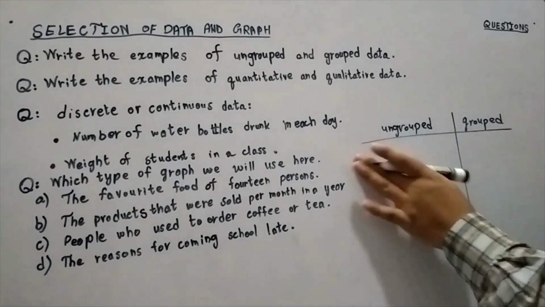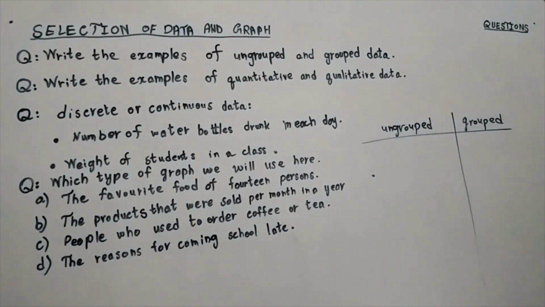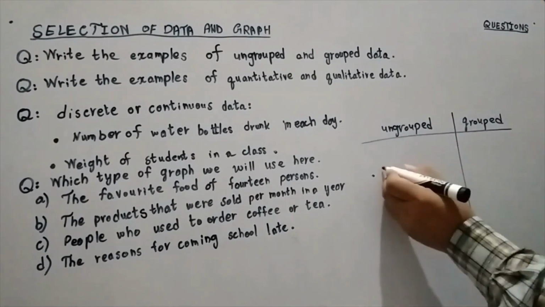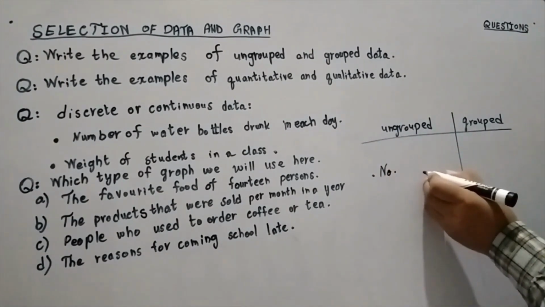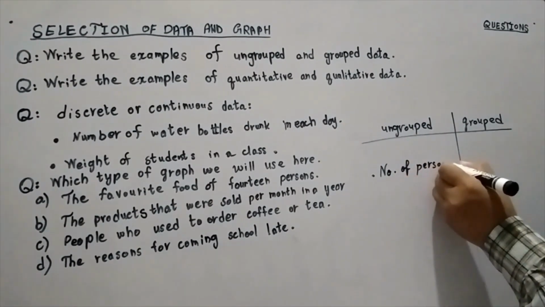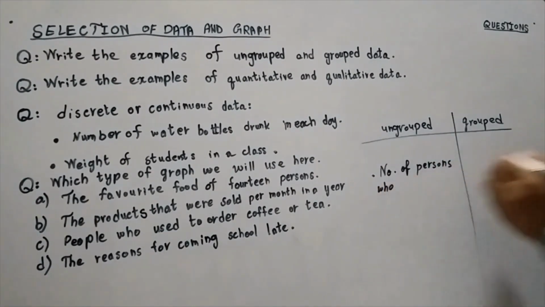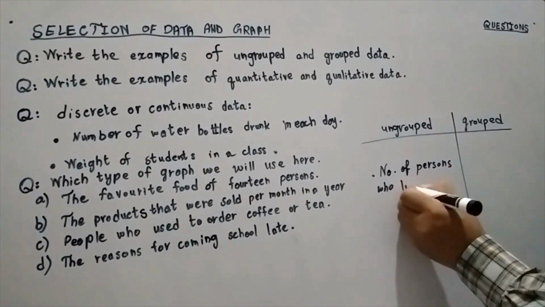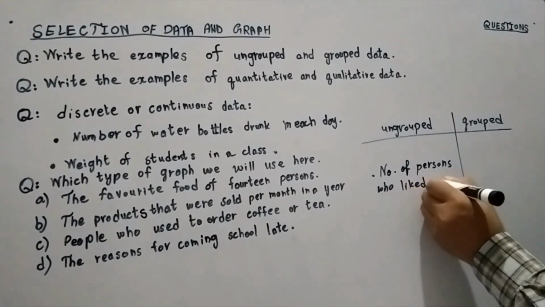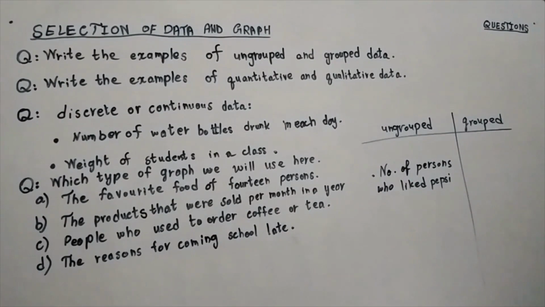Here, actually, we need distinct numbers. So if I write here, number of persons who liked Pepsi. Okay, here we have number of persons who liked Pepsi.